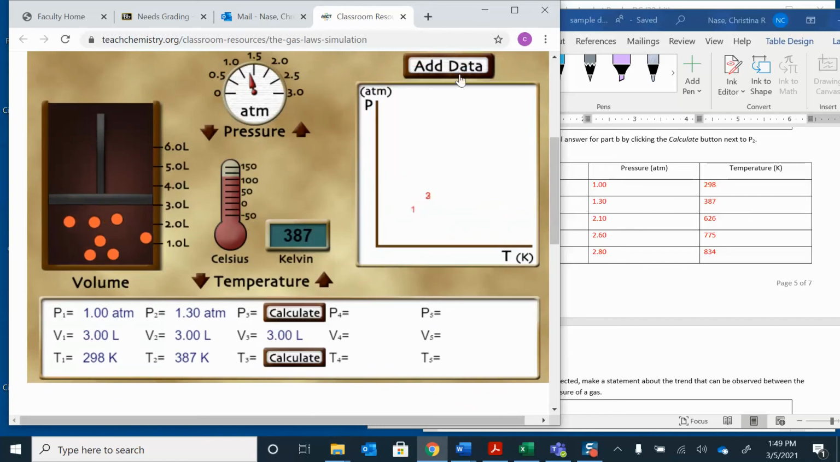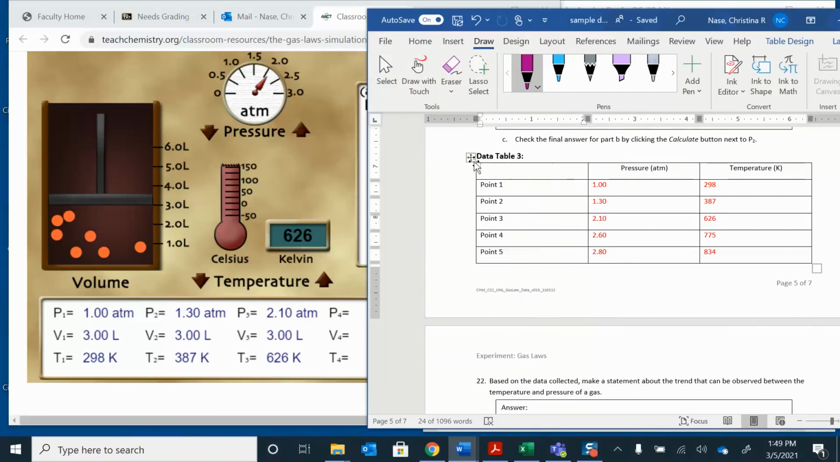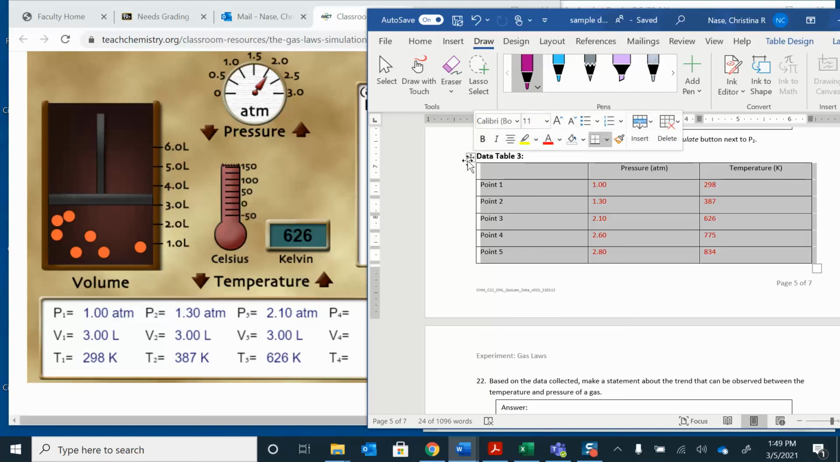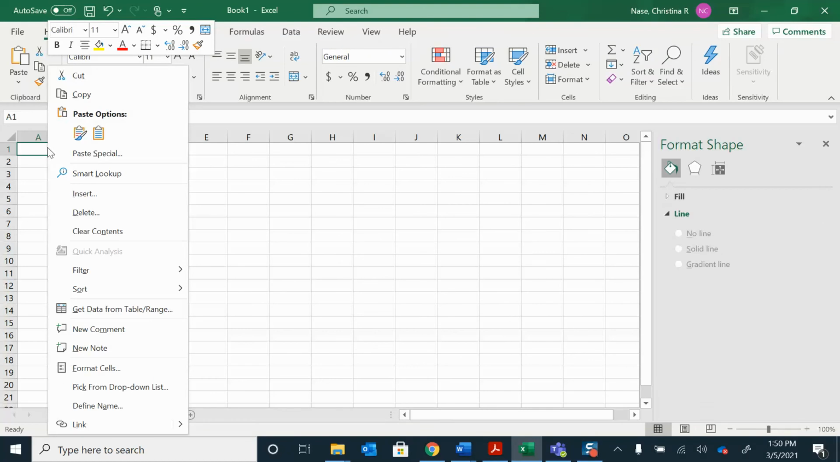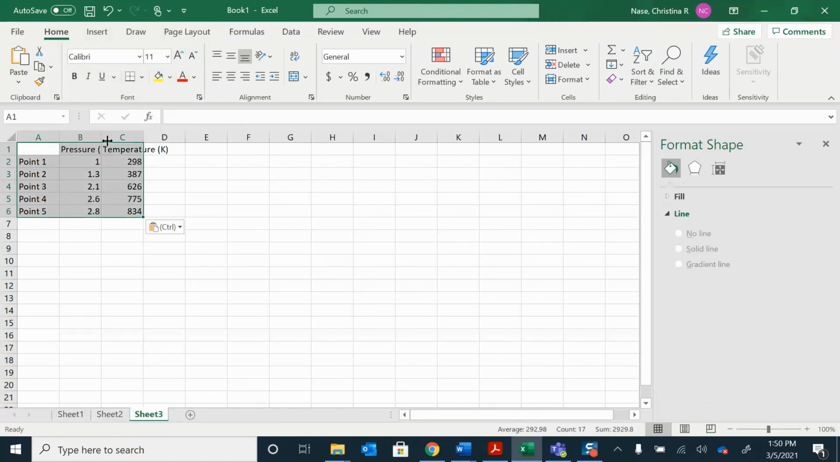Then I add data, don't forget to add the data. Then I went up to 2.1. You can kind of see what's happening here. They're increasing as I go, calculate, and the temperature is increasing. So if I increase the pressure, I increase the temperature, look at the molecules going crazy now. So you're going to keep doing that for all of your points. And just like we did last time, copy that data table. So I highlight it, then copy it. We go to Excel, I opened a new sheet, I pasted that in here, done.